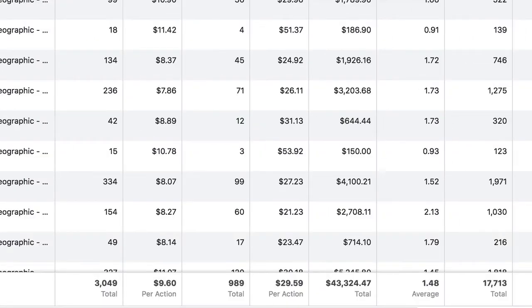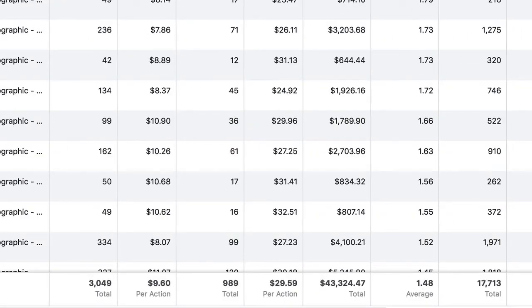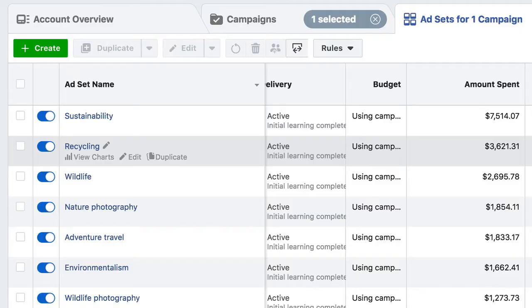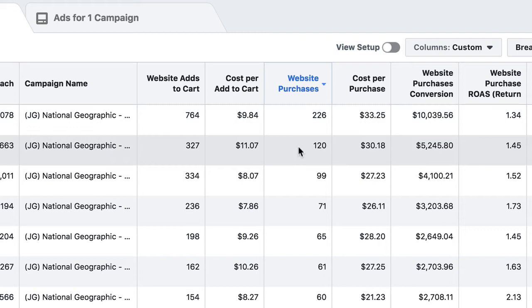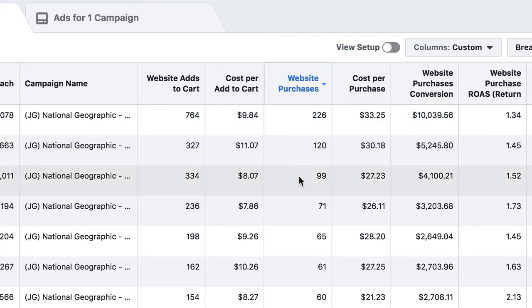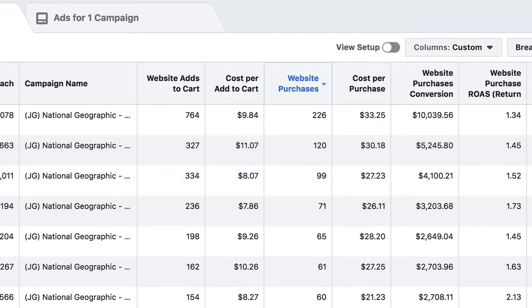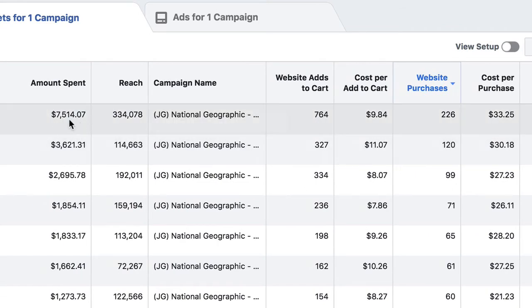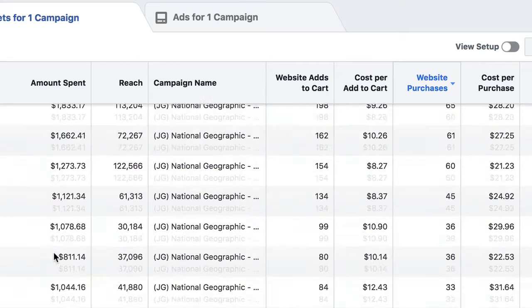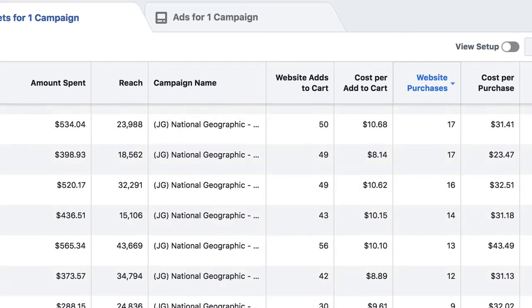This one's at 1.48. If I sort by website purchase, so look, sustainability, 226 purchases, then recycling at 120, then wildlife at 99, 71, and so on down the line. But Facebook's algorithm is able to determine that, okay, sustainability is going to be the best converting one. Let's shove more of the budget there. So $7,500 total out of the 30 versus, if we come down here, like, $114 over here at plastic recycling.